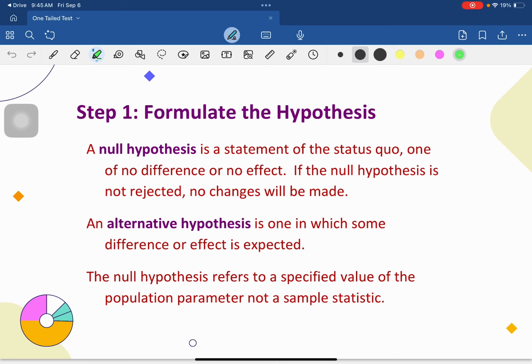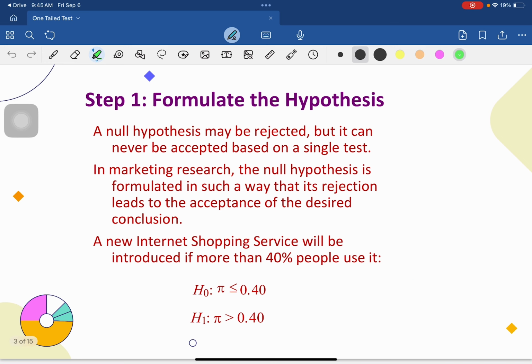The null hypothesis refers to a specified value of the population parameter, not a sample statistic. Okay, this is talking about the general average, or the average of the whole population. So that is the null hypothesis. The null hypothesis can be rejected, but it can never be accepted based on a single test.